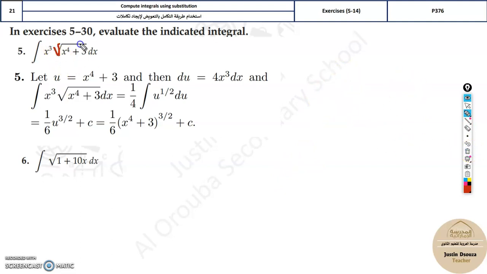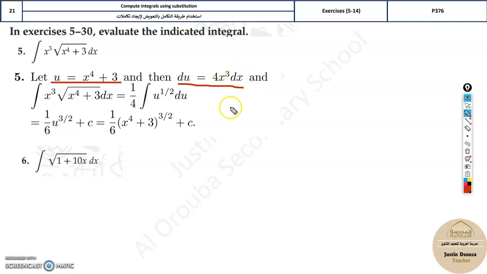But now, don't take this as u, just take the inside term. Why? Because when you derive this, you're going to get this part, isn't it? X to the power 3, which will cancel off. You just have to substitute u as x to the power 4 plus 3. Derive it, you will get du is equal to so much. But you need to have only dx.